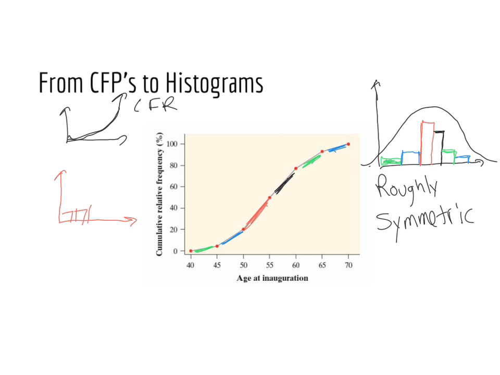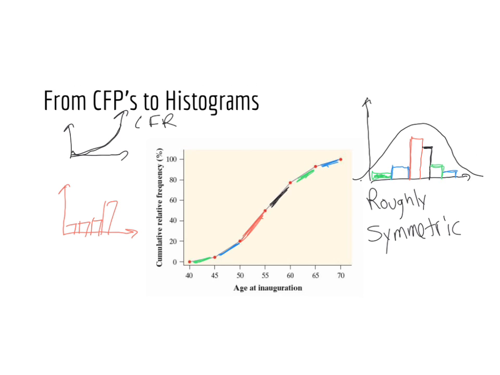But then as I go more to the right, I'm getting bigger and bigger bars. Okay, so this is going to be skewed left. And that's kind of how we can correlate cumulative frequency plots to histograms, and how we can identify the shape just simply by looking at a cumulative frequency plot. As you get more practice with this, it gets a lot easier.